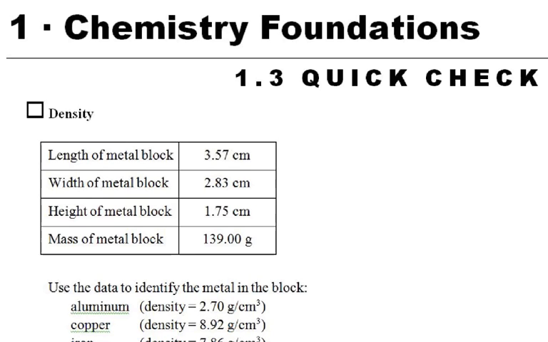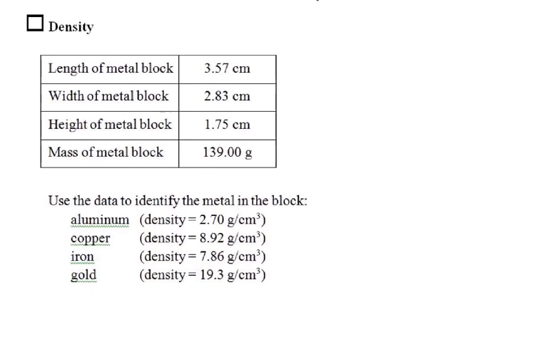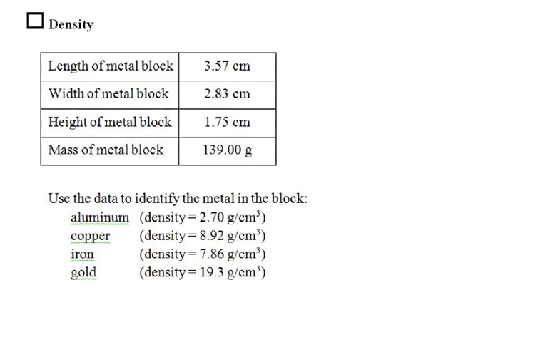I'm going to go over the 1.3 quick check. First off here, we're talking about density. And remember that density equals mass over volume. But we look at this problem here, and there's some information. And it says, where's the question? Use the data to identify the metal in the block.